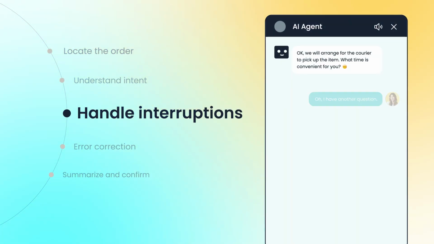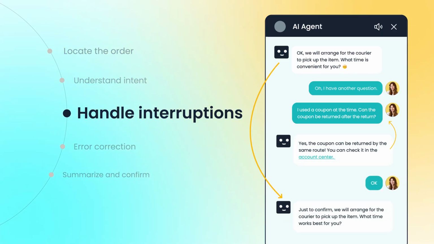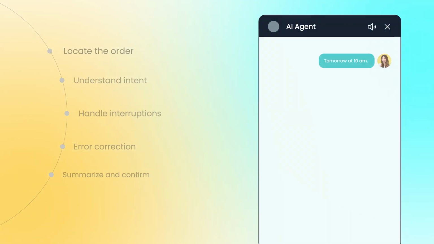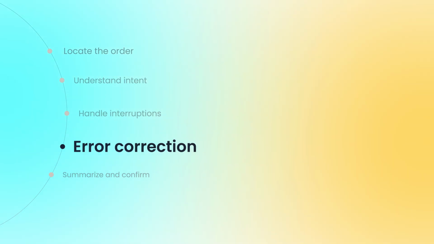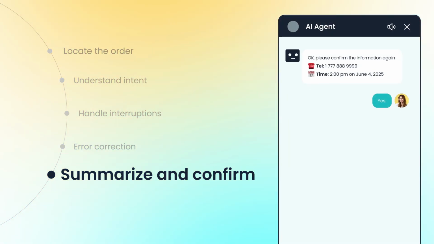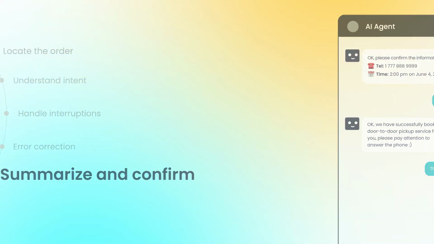Even when users ask unrelated questions, for example, "Can I get my coupons back after returning this?" it remembers the main conversation and easily returns to the main topic. When it detects incorrect information from the customer, it clarifies and confirms to prevent mistakes. Finally, it clearly summarizes all information and confirms with the customer to ensure everything's correct.